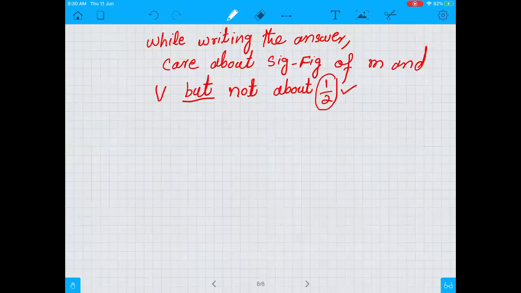Students, today we have to study up to this point. So this was the topic for today.